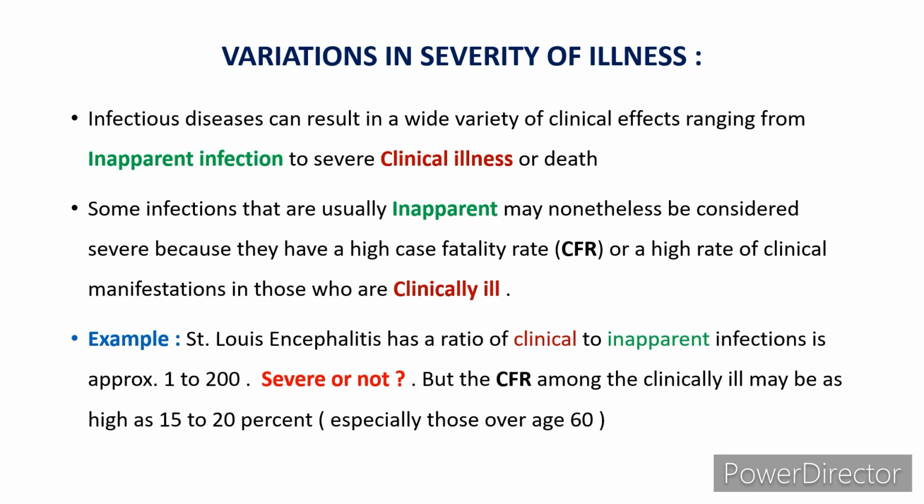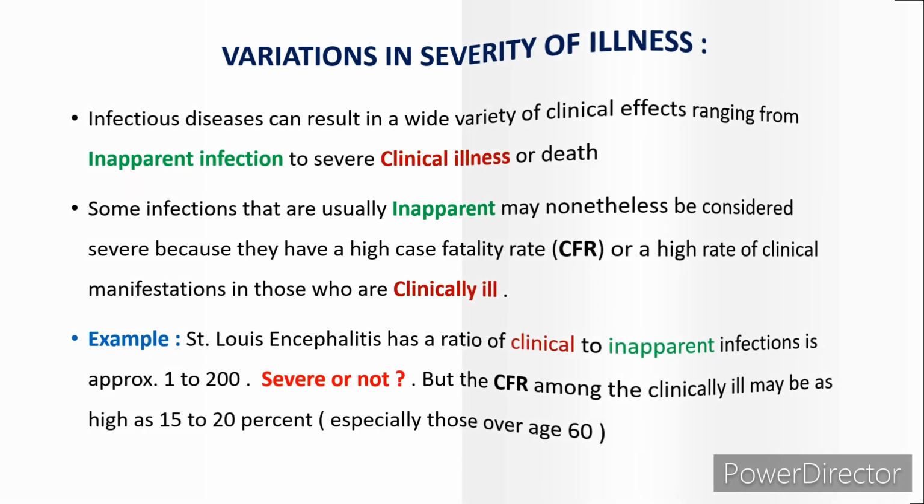For example, St. Louis encephalitis has a ratio of clinical to inapparent infections of approximately 1 to 200. That means one clinical case for 200 inapparent infections. So based on the above data, we might say that it's not severe, right? Because most of the infections are inapparent and do not manifest disease, we might consider it not severe. But in reality, the CFR among the clinically ill may be as high as 15 to 20%. So this is the best example for the above statement.